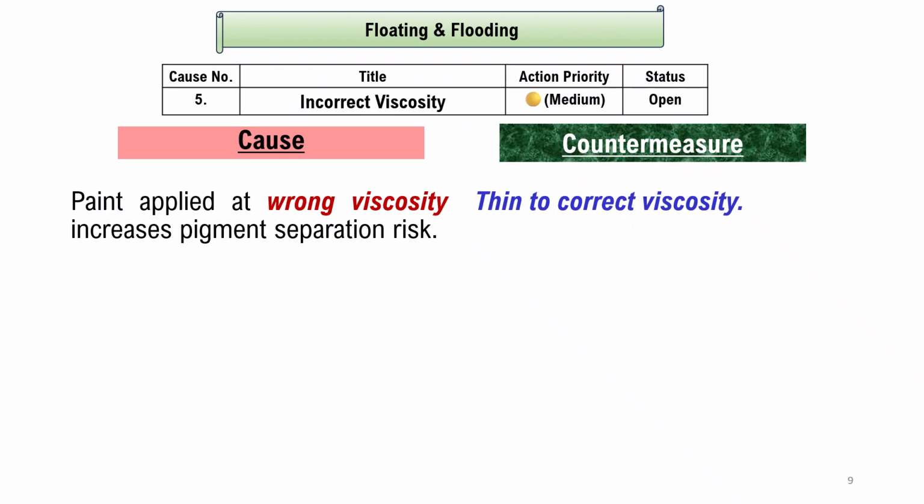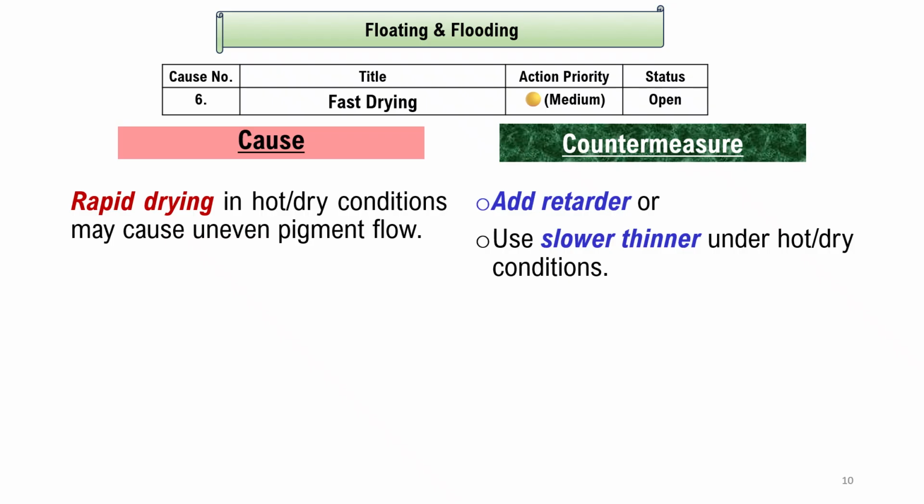The fifth probable cause is incorrect viscosity. That is, paint applied at a wrong viscosity increases pigment separation risk. Therefore, thin it to correct viscosity. The sixth probable cause is fast drying. That is, rapid drying in hot dry conditions may cause uneven pigment flow. The countermeasure is add retarder or use slow thinner under hot dry conditions.